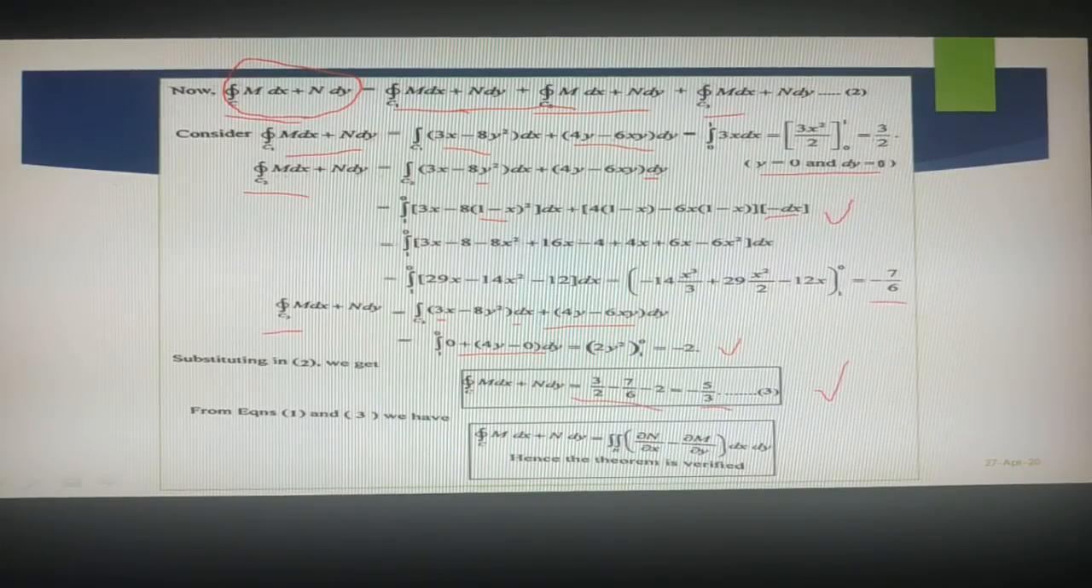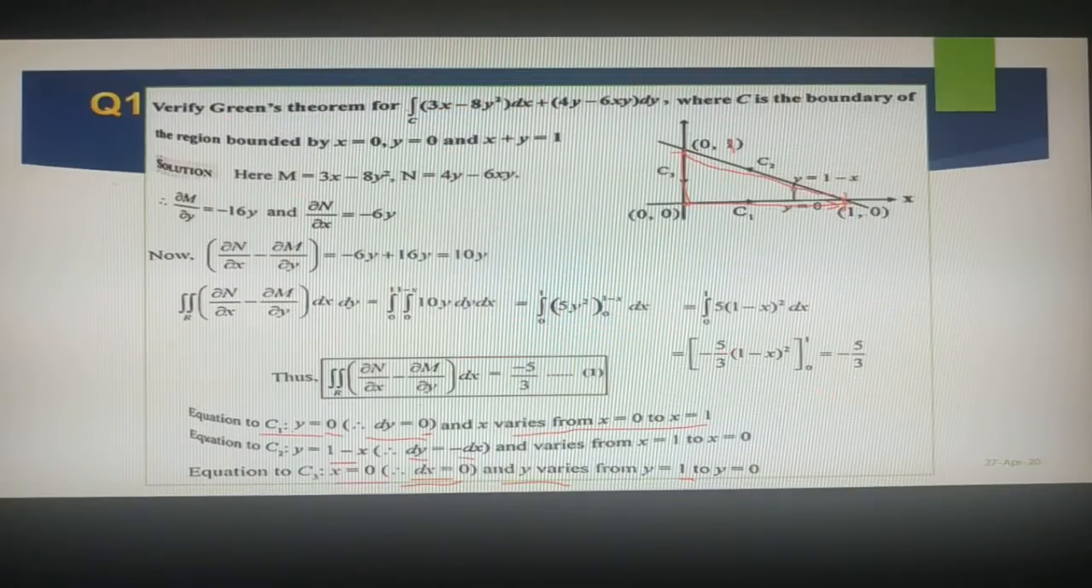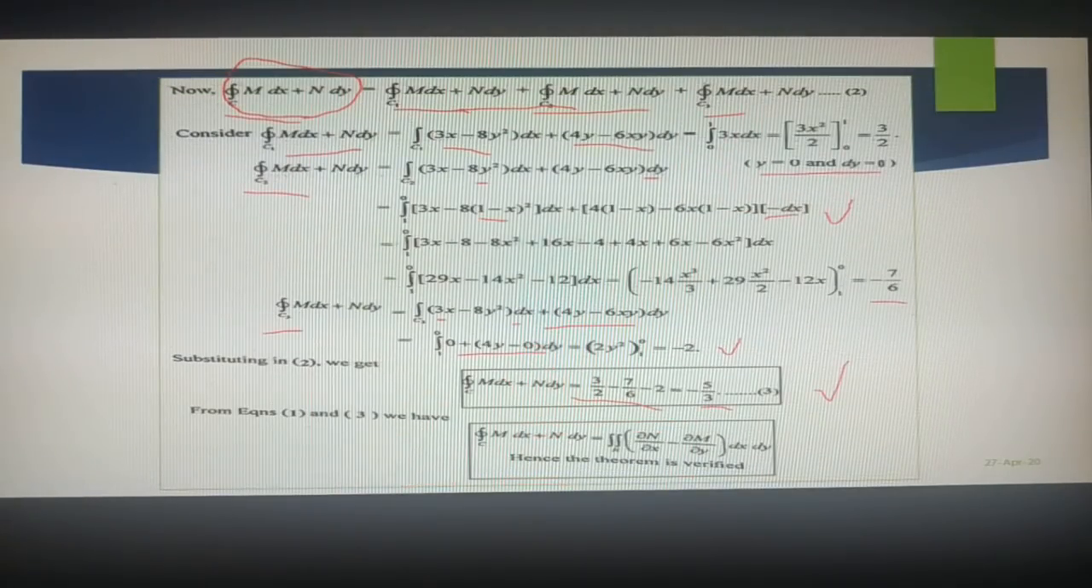While in our previous slide, when we did the double integral with the curl function, we got minus 5 by 3. So here, when going along the curve also, we got the same result. That's why both are the same results, hence the theorem is verified.